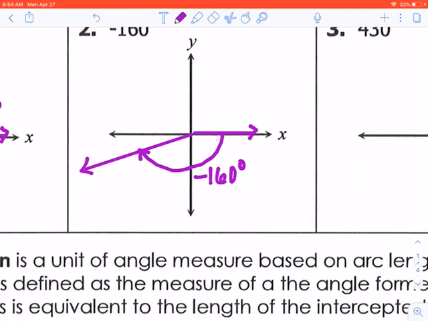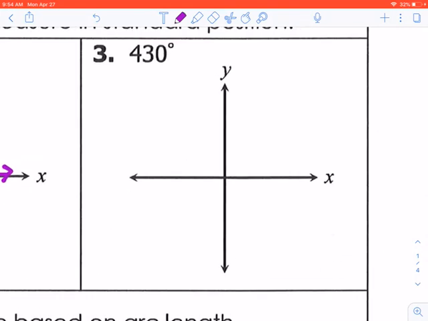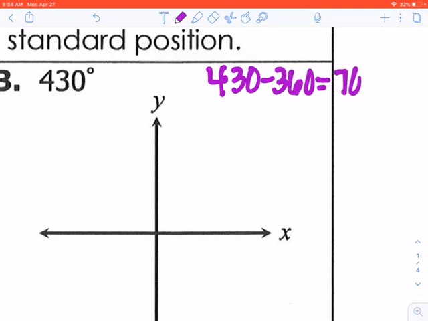And then this last one we have is 430 degrees. Now you can see here we've made a complete revolution because it's more than 360. Sometimes it's nice to see what the rest of the angle is from that 360. So if I take 430 and subtract 360 from it, I get 70 degrees. So I've made one full revolution plus another 70 degrees.